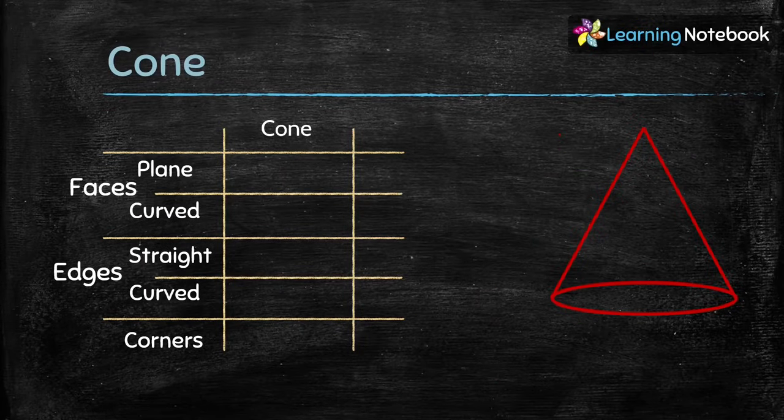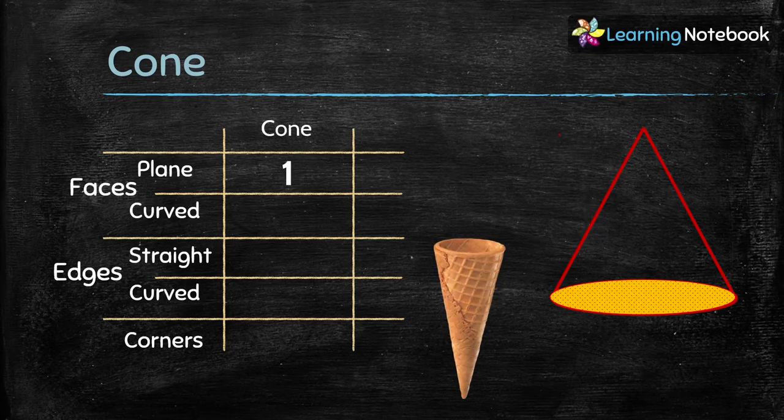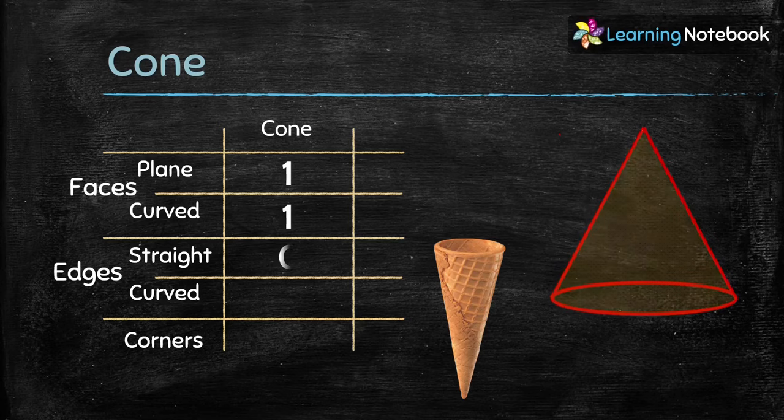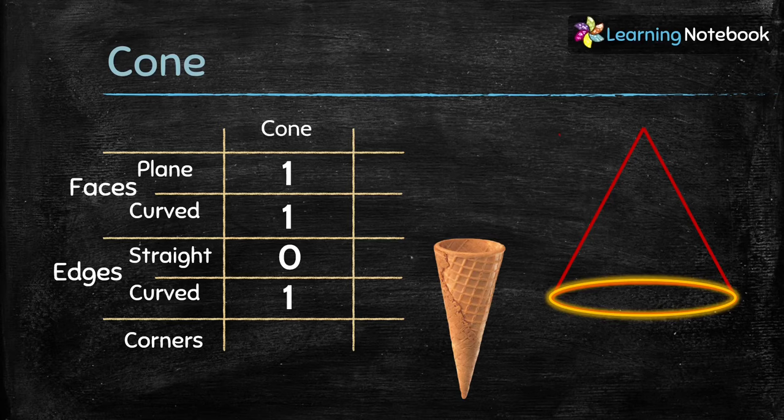Now let's see the last solid shape, which is cone. A cone has 1 plane face at the bottom, and it also has 1 curved face as shown here. Next, edges. A cone has no straight edge, but it has 1 curved edge. And lastly, a cone has 1 corner as highlighted here. So students, this was all about faces, edges and corners of solid shapes.